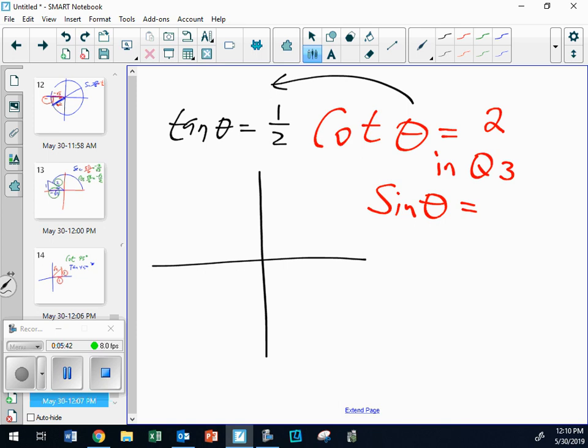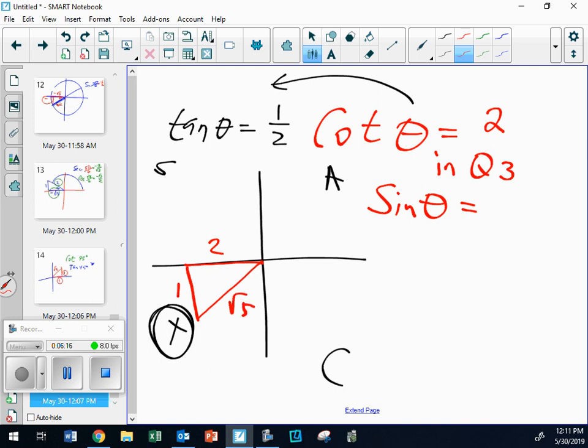Now I'm in quadrant 3. That might be a problem, but I'm going to check. All students take calc. Is tangent positive in the third quadrant? Let's look. The T there does mean tangent is positive there. So I can draw a positive one for that. And then tangent, TOA, opposite over adjacent. Okay, good. So then this side must be square root of 5.